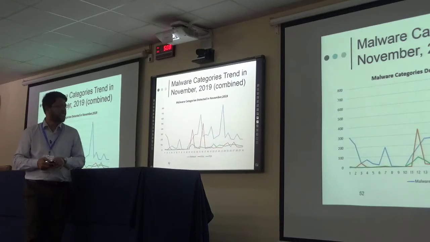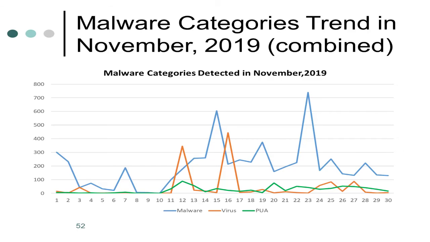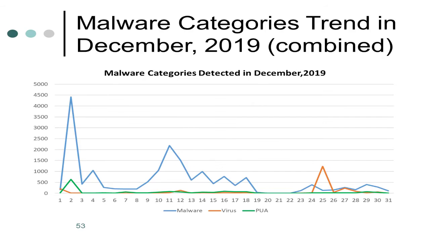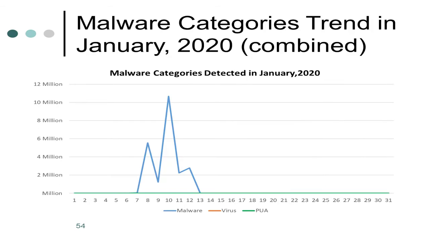This is malware categories detected for November. Malware virus. In November we have a hike on the 23rd. There is also a hike on the 15th. For December, there is a huge hike at the beginning of the month, which is also a malware attack. And in January, we see consecutive attacks on the 8th and 11th.